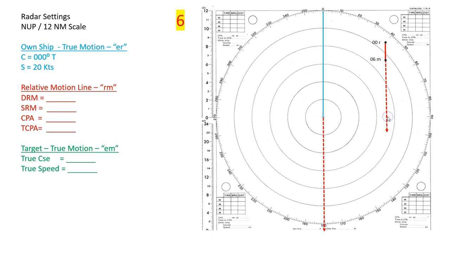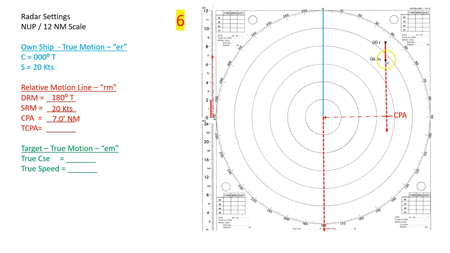Our CPA will be, our direction of relative motion is 180. Okay, our speed of relative motion, I'm going to measure that distance, bring it over here. It's 2 miles in 6 minutes. That makes it 20 knots. So the CPA is that distance right there, a line perpendicular to my relative motion line, which should be about right there if I use my triangle to be careful. And that's about 7 miles.